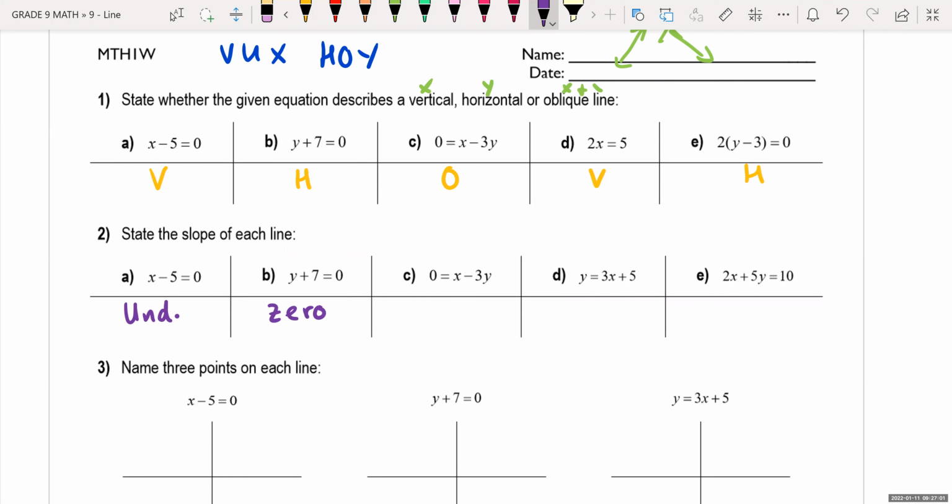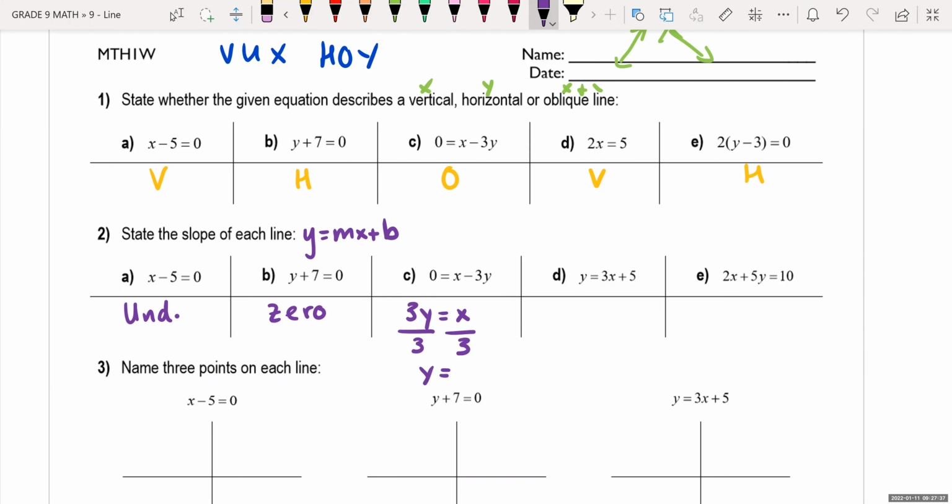Okay, the next one is interesting because it's not a horizontal line, it's an oblique line. So how can we figure out the slope of this? Well, what we need to do is change it to y is equal to mx plus b form. So remember before the break, we learned about this form. And when we change it to this form, we can just read off the slope. So to change that, I'm going to move the negative 3y to the other side of the equation. And it's going to become 3y is equal to x. And then I'm going to divide both sides by 3.